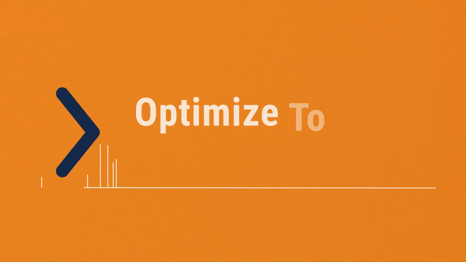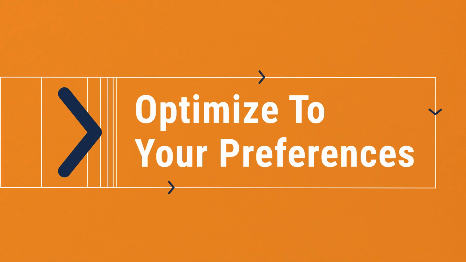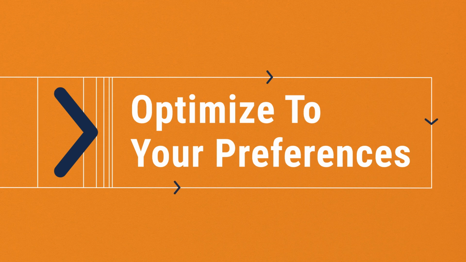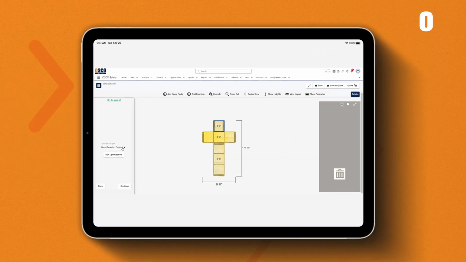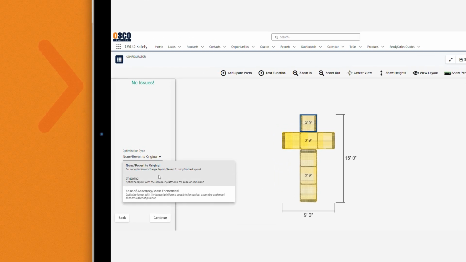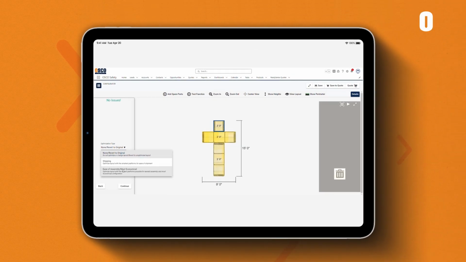Once the dimensions are set, there are 3 choices to optimize your layout based on your preference. We can leave the configuration as is. We can optimize the layout for the most economical shipping option, which will create the smallest shipping kit. Or we can optimize it for the easiest assembly, which means it will ship with the fewest parts to assemble on site. For our example, we'll leave it as is.